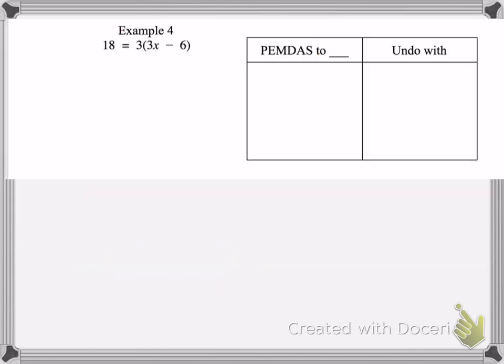Let's see what other fun ones. Oh, good, we got more. So we're going to distribute before we solve. So 3 times 3x, that's just 9x. 3 times negative 6, negative, get math facts. Man. Ooh, negative 18. I got that. Negative 18.